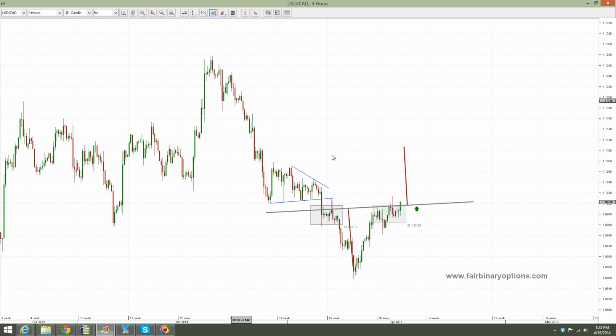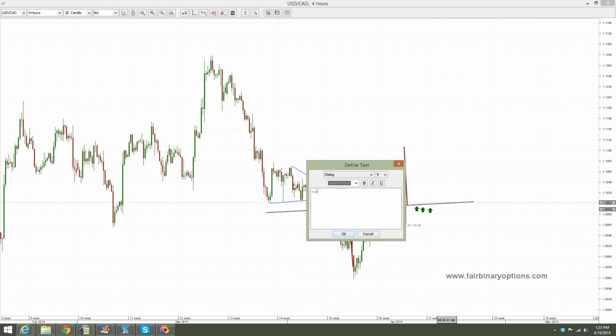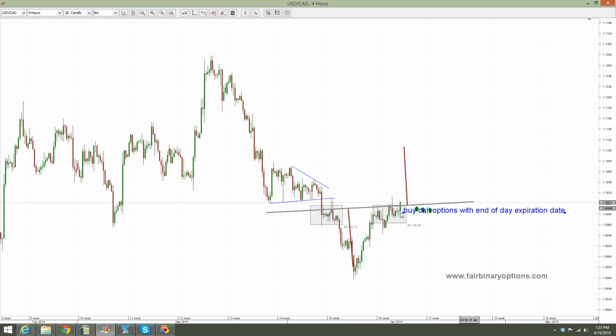So the expiration date should be end of day, as high volatility events are going to come and hit the market. Let's write here on the screen our scenario: we want to buy call options with end of day expiration date based on, first of all, fundamentals, Bank of Canada coming, which will probably try to talk down the currency in this fashionable, lately, verbal intervention.